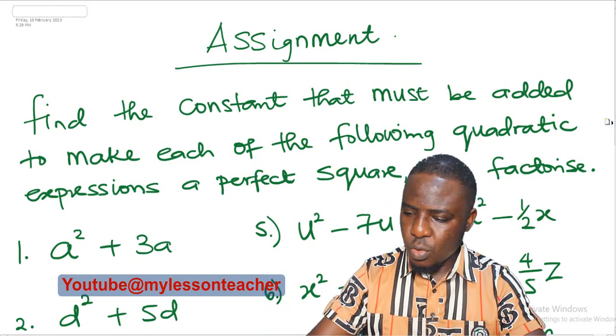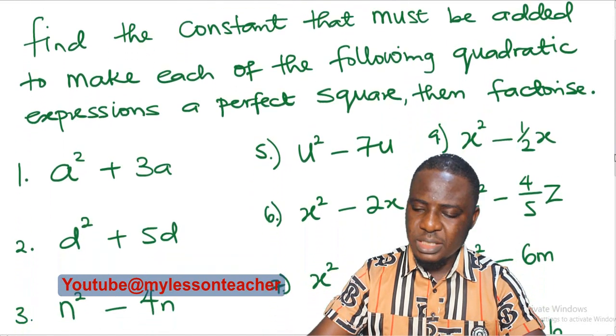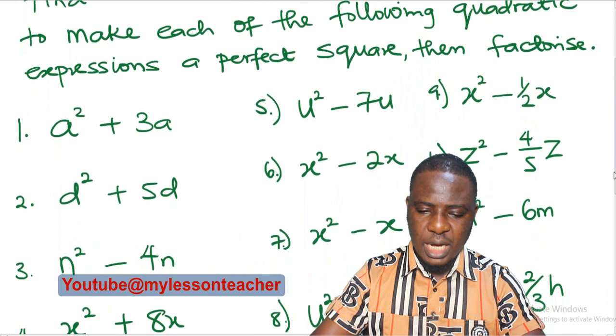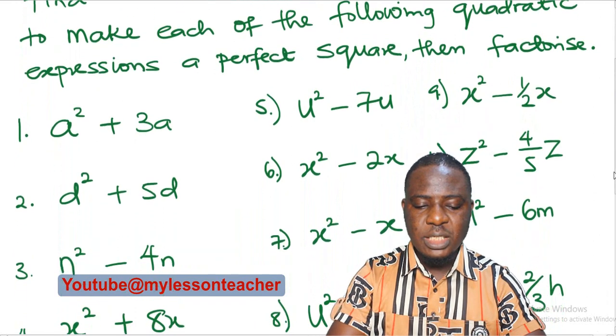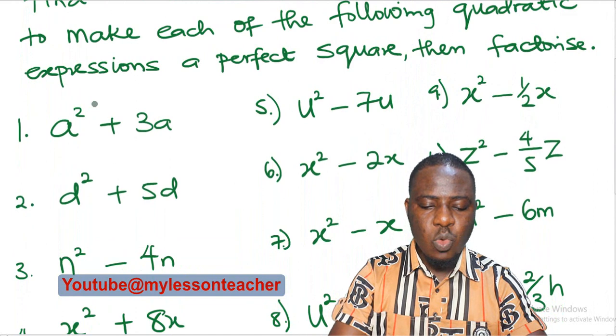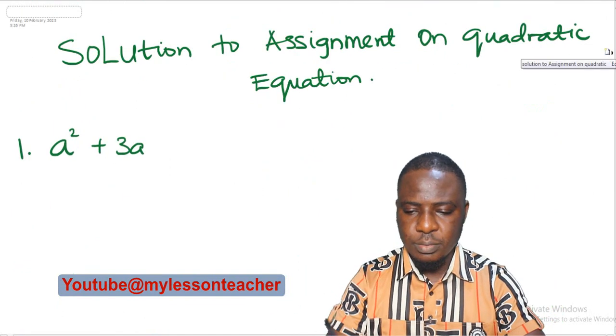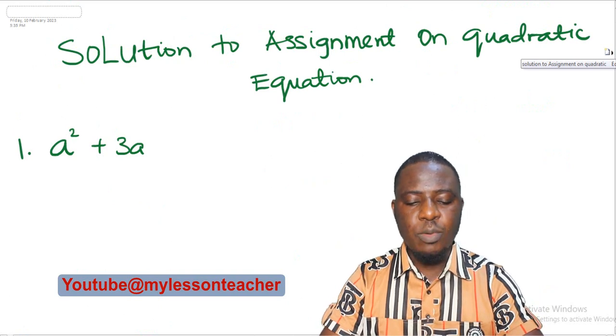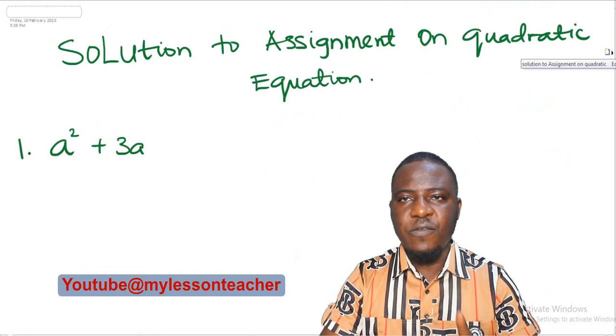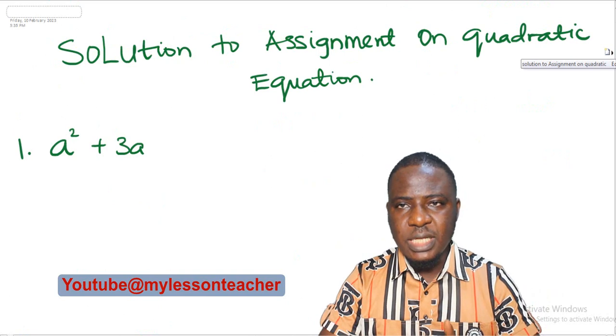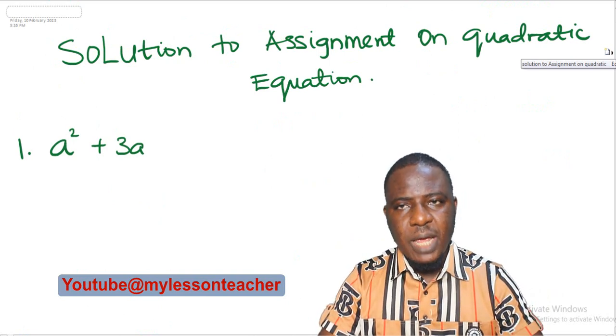In today's class, we shall be solving the assignment I gave you at the previous class. Question 1 says a squared plus 3a, that we should find the solution. Now what we have to do is to first of all look for that constant term that when added to this expression makes it a perfect square.